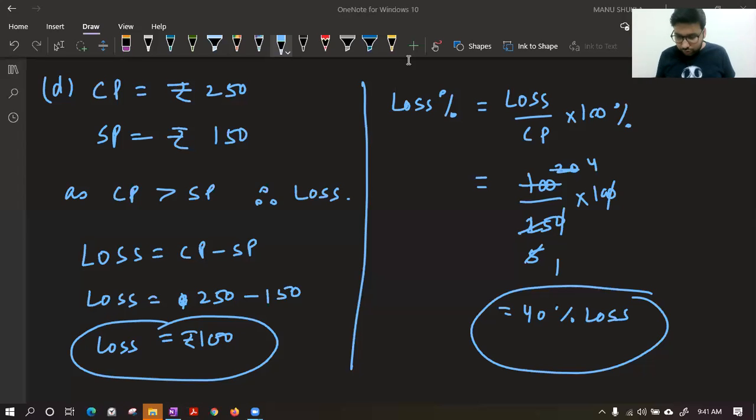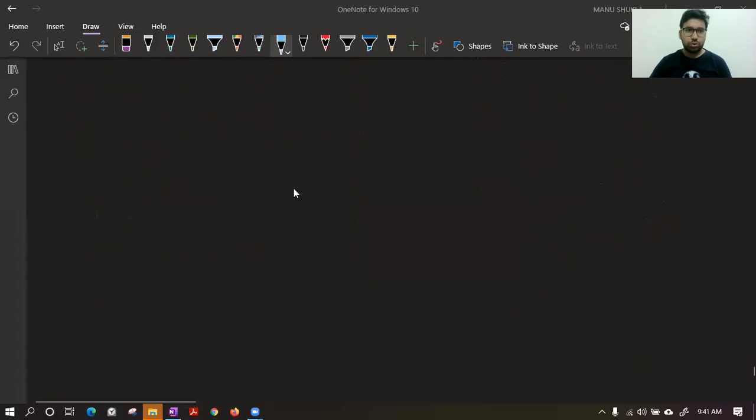Okay. So question number one is done. Simply, yes, there is a 40% loss. Now let's take question number two. The more you try the questions, the more it will be easy for you to understand the concepts. Okay. Don't worry for this. Let us take now question number two. Let's take question number two.